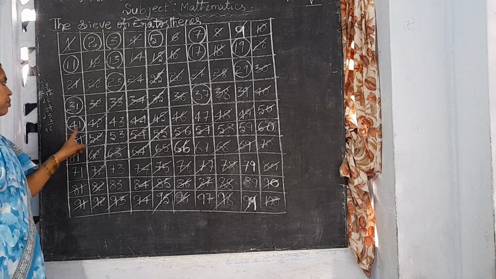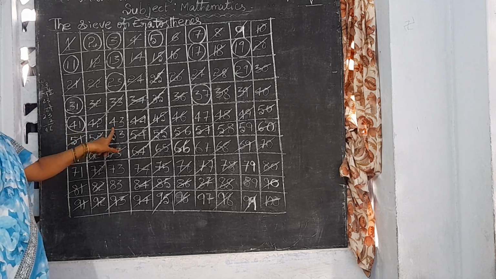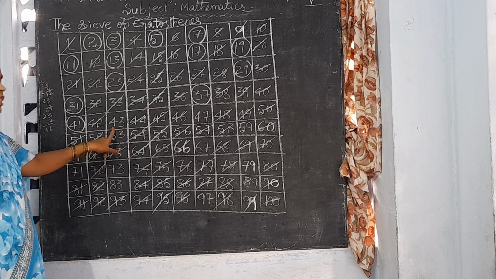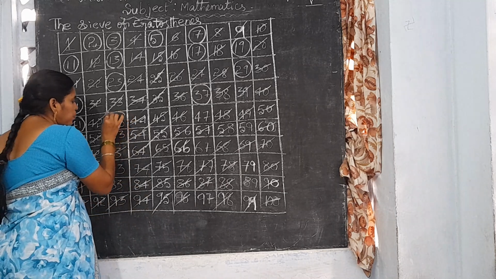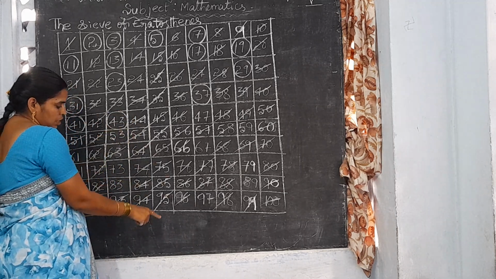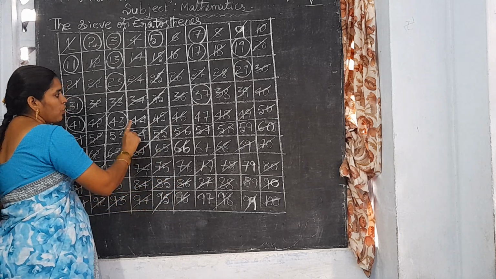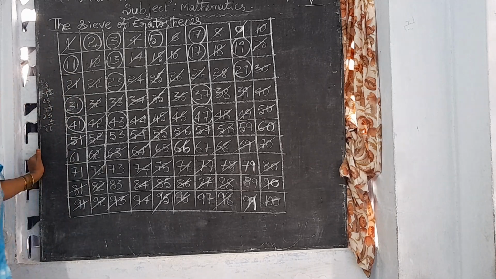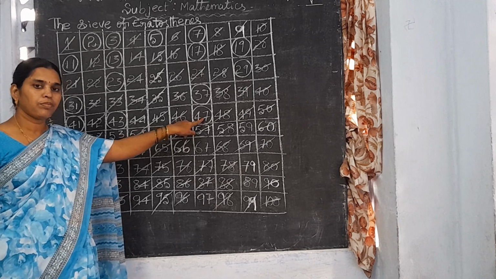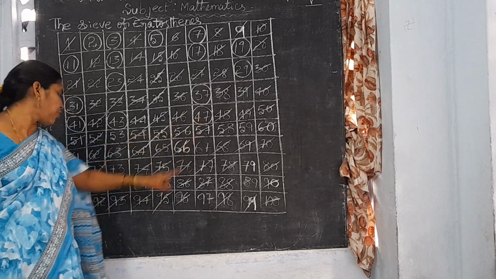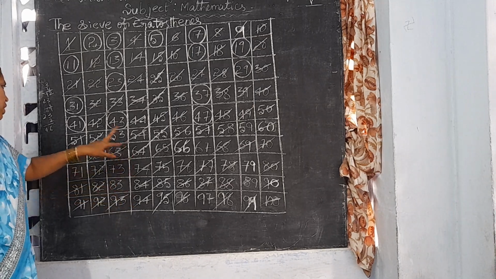Please circle the number. Same way 43. No other factors other than 1 and the number itself. So it is a prime number. Please circle it. 43 twos are 86. Already it is struck off. Now we go to 47. 47 has only 2 factors, 1 and the number itself, so it is a prime number. Okay. 47 twos are 94. It is already struck off.